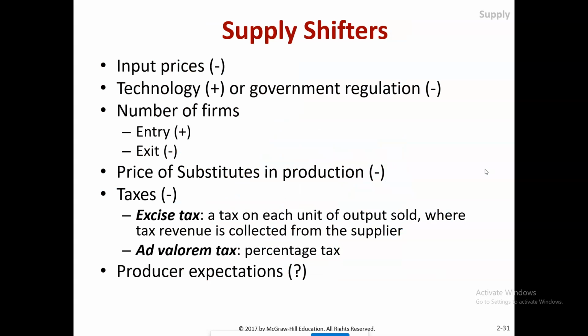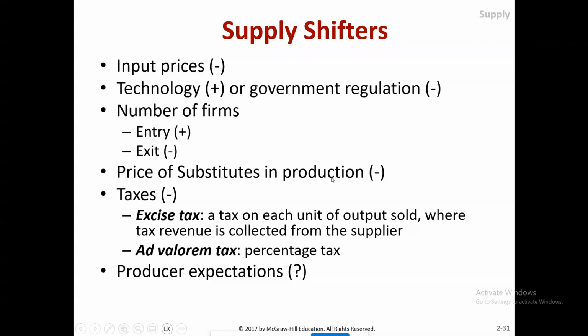Government regulation depends, but generally speaking, whenever the regulation makes production more costly, firms exit. Number of firms: more firms producing the products, for the same price, higher quantity is produced. So supply increases; the exit will decrease the supply of the market.